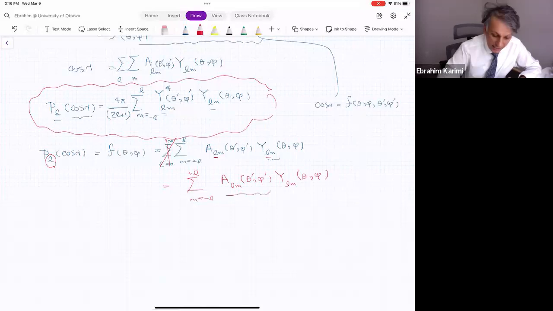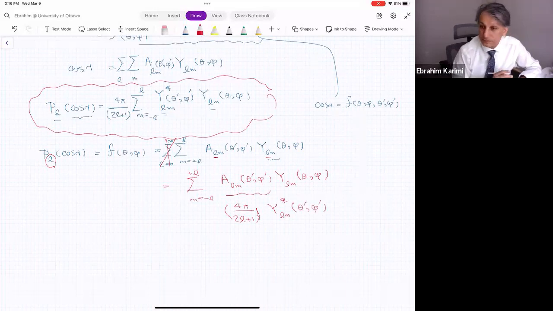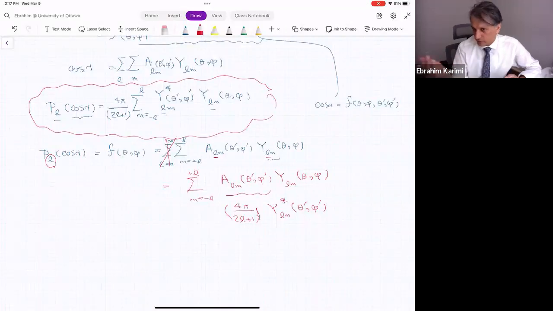And what are the A_LM? They are 4 pi divided by 2L plus 1, Y_LM star of theta prime and phi prime. There is no need for M prime. Essentially, there's the expansion that happens in that basis.